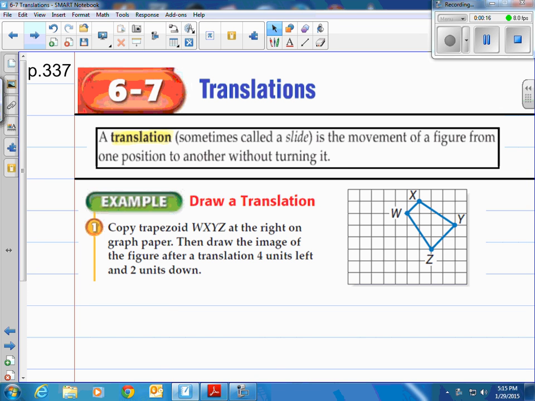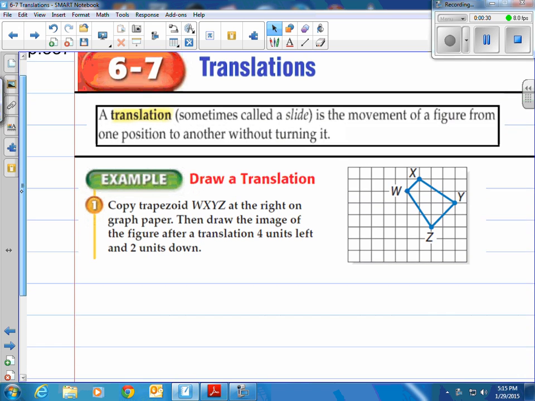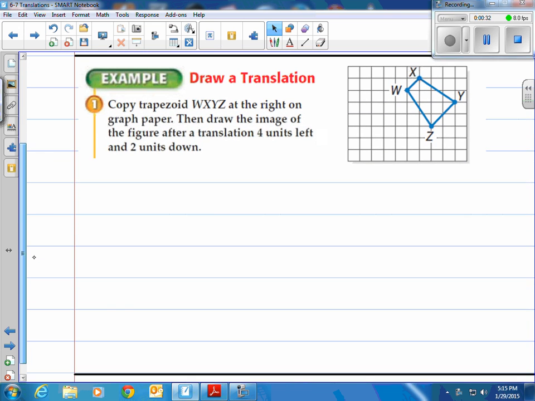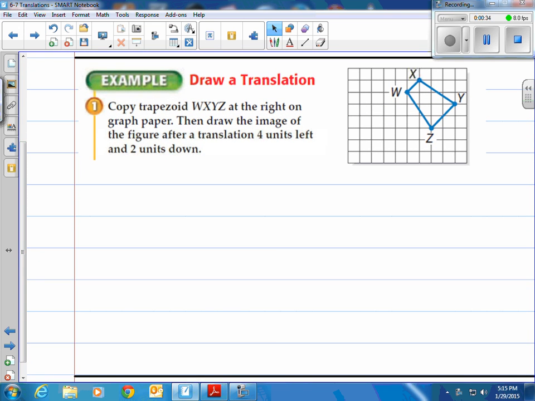Let's remember now, translation, or sometimes called a slide, is the movement of a figure from one position to another without turning it. Again, it's kind of like sliding the figure. And the best way to show it is to look through an example. There's our one example. Let's also remember that a translation is one of the transformations that we've been studying. The last one we studied was reflection.